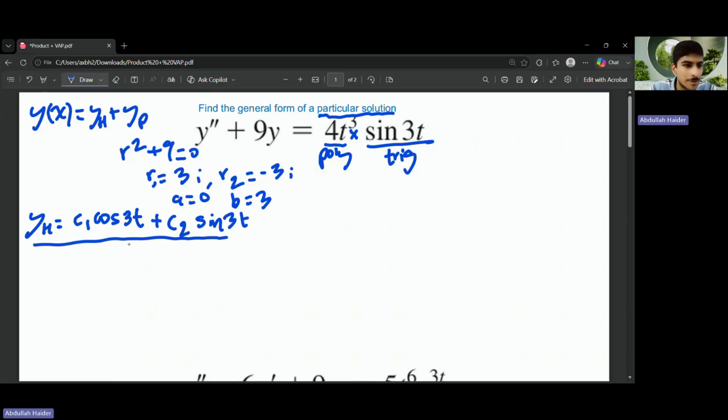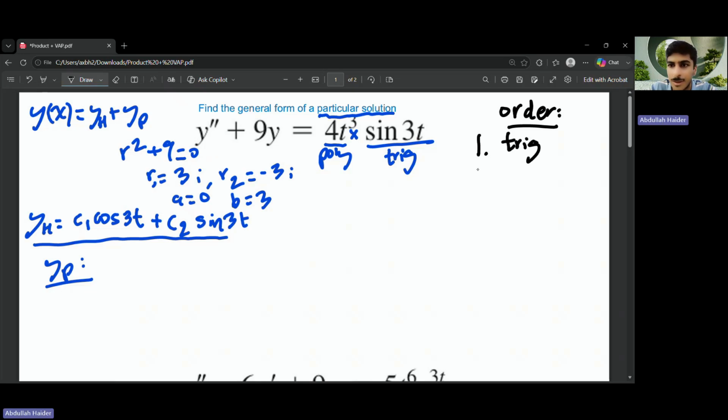So now we need to find YP. Now your YP, you will first find the YP based on the preferred order. So what I mean by order is you have to take the first function to be considered for YP. I'll explain in just a minute.